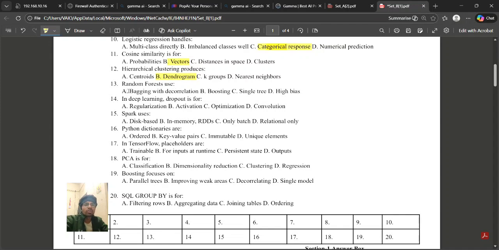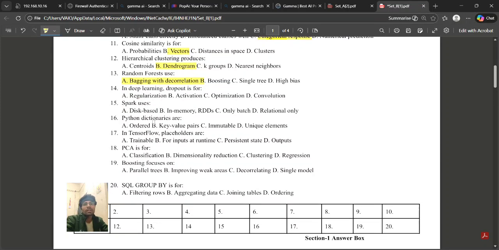So now go to question number 14. Question number 14 is all about deep learning dropout. In this question, dropout is a regularization technique. During training, it randomly drops out or ignores some neurons. This prevents the neural network from relying too heavily on specific neurons and reduces overfitting. It's not activation functions, optimizer, or normalization. So our answer is A, regularization.